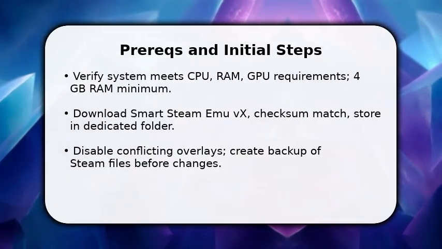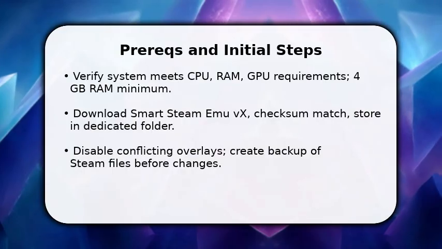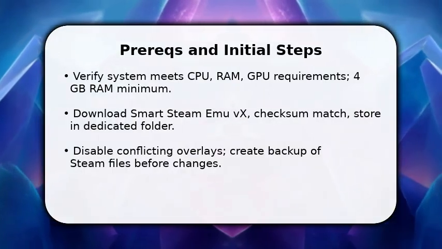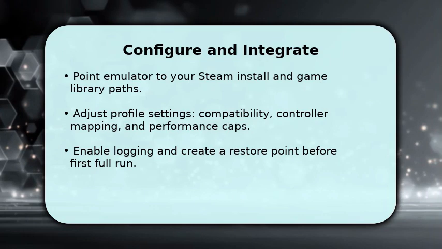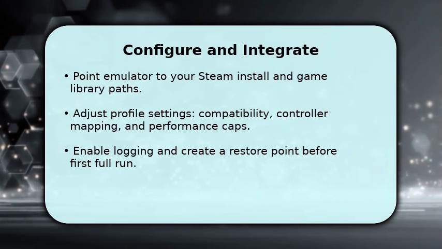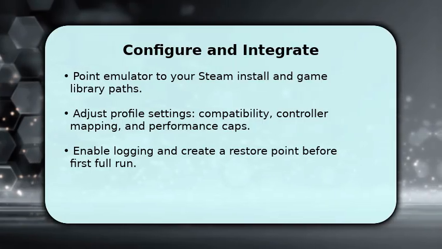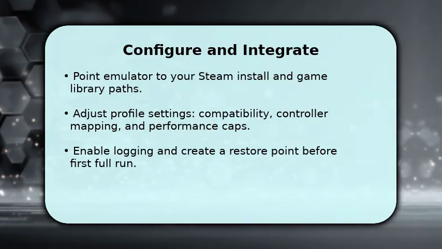Then, extract the emulator and run the installer as admin. Follow prompts, but stop before connecting accounts or launching games. Now you configure integration. Point Smart Steam Emu to your Steam installation and each game library path, because correct paths let the emulator launch titles reliably.